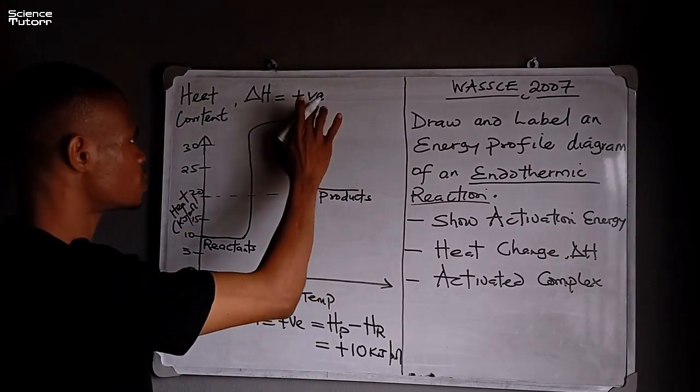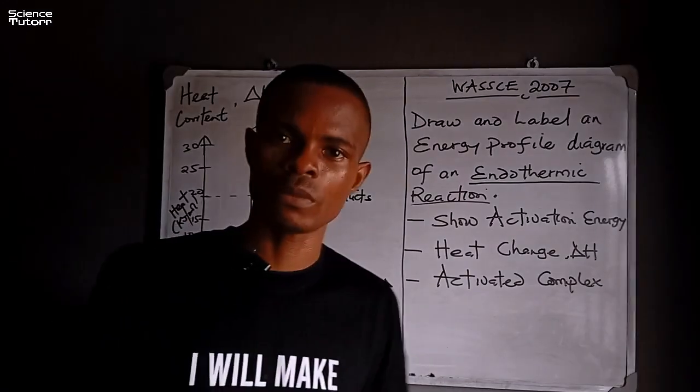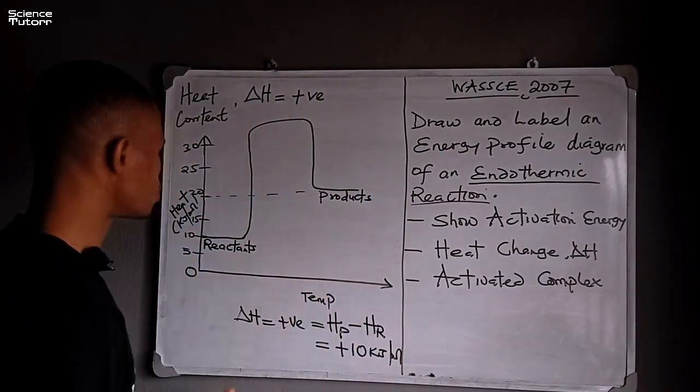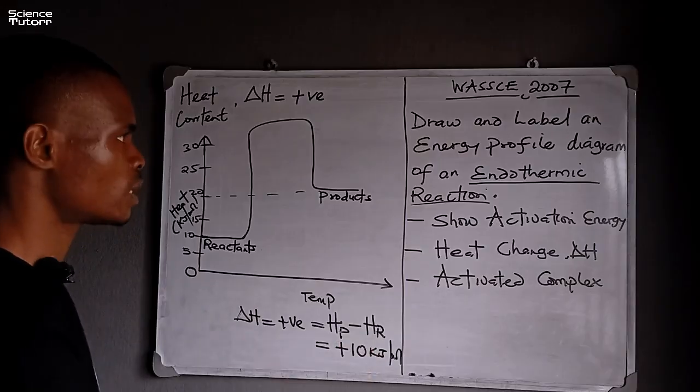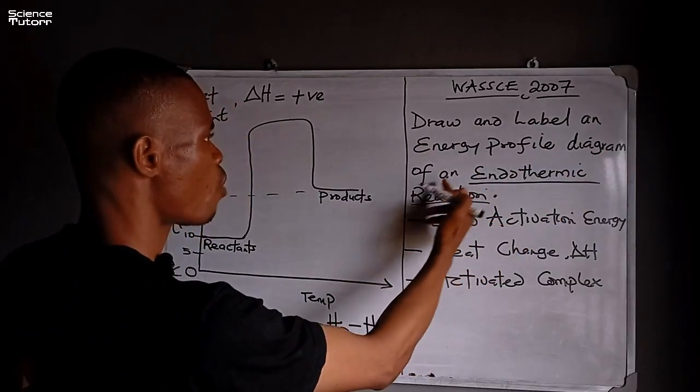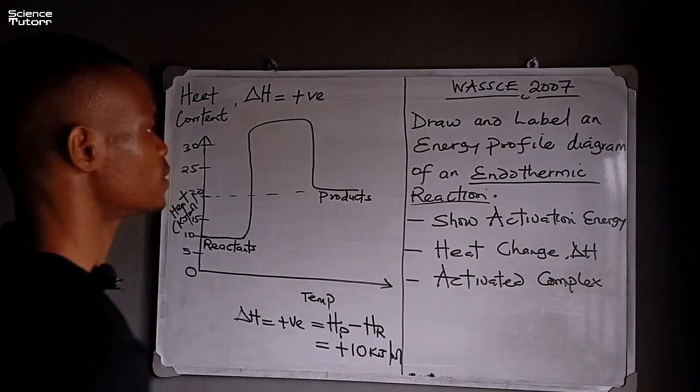So that makes endothermic reaction to be correct. Delta H is always positive. That means heat is absorbed from the surrounding. Now, taking note of this simply shows an energy profile diagram of an endothermic reaction.